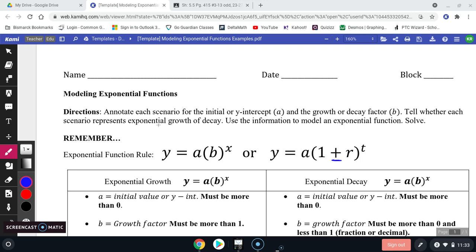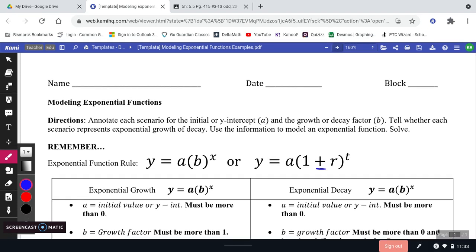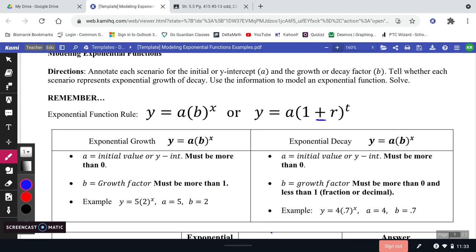Okay, we're going to be looking at some applications of exponential growth and exponential decay functions. So first, we're going to just look at our basic equation, y equals a times b to the x. You can use a similar equation, y equals a times 1 plus or minus r to the t power. Okay, so in this one, the b as your growth factor is just replaced with 1 plus or minus r.